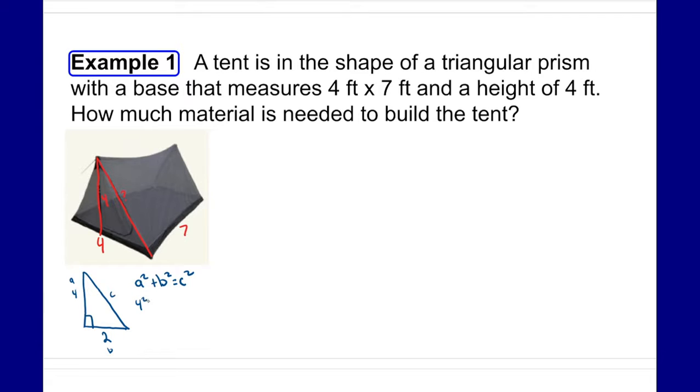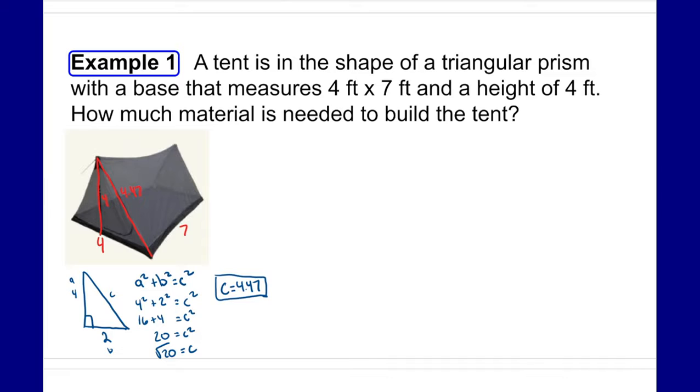So we have 4 squared plus 2 squared equals c squared. 16 plus 4 equals c squared. 20 equals c squared. So square root of 20 equals c. Don't forget that last step. We have to square root to get c. In this case, c equals 4.47. So that gives us now our diagonal of 4.47.